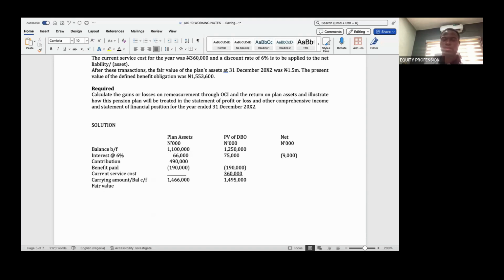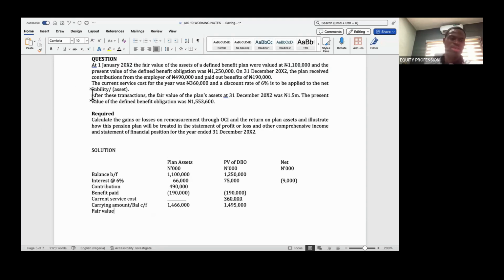Now, they will give you fair value. That will usually be given at the end of the paragraph here. So they give us the fair value of the plan assets as 1.5 million. They also gave us the fair value of the PV of the DBO as 1,553,600. Okay, so they will usually give you that.